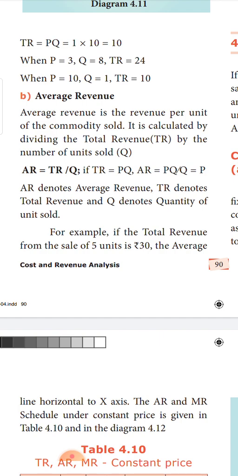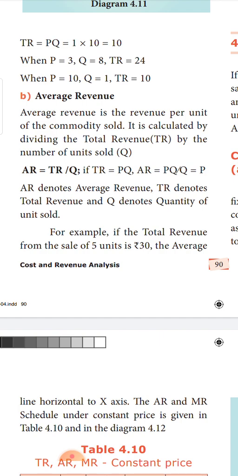So AR is nothing but P into Q divided by Q. So Q gets cancelled. Whatever you get is P. So average revenue is nothing but the price of the commodity in simple terms. Okay, average revenue of the commodity is nothing but price of the commodity. Please underline this, very very important point to be understood.